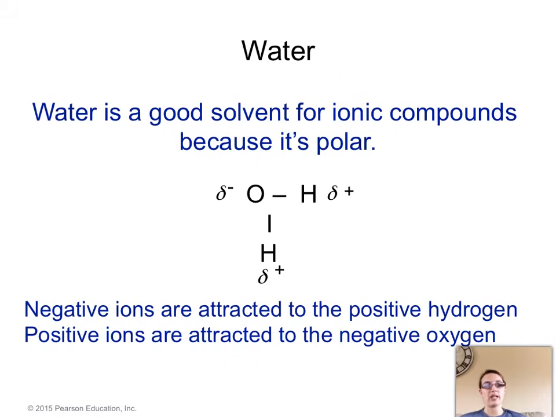What I mean by electrostatic aspect is that negative ions are attracted to the positive hydrogen and the positive ions are attracted to the negative oxygen. This is the idea of opposites attract. What looks like an S is delta. So delta plus means partially positive. This delta with the minus means partially negative.